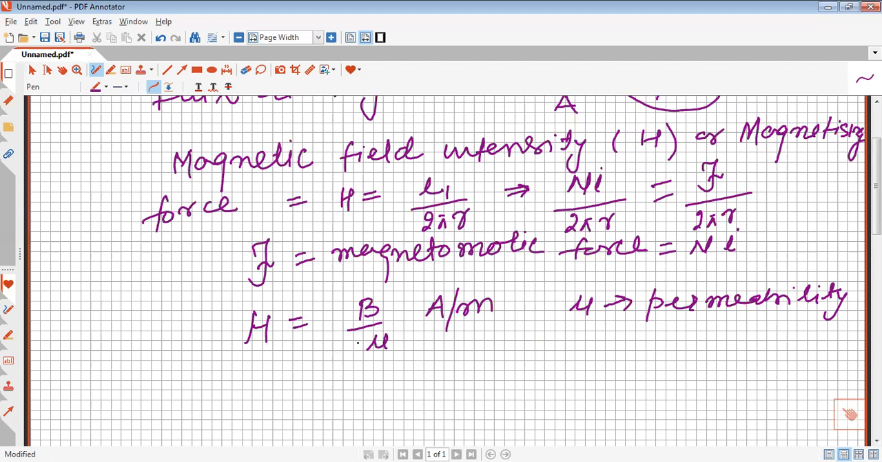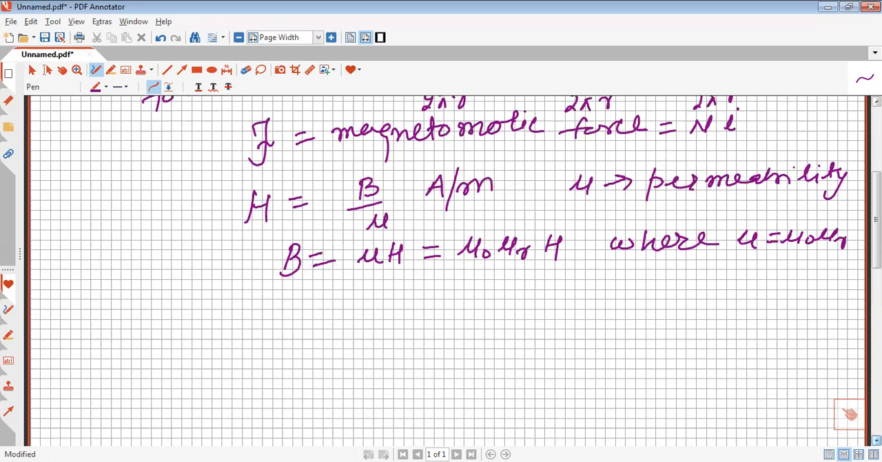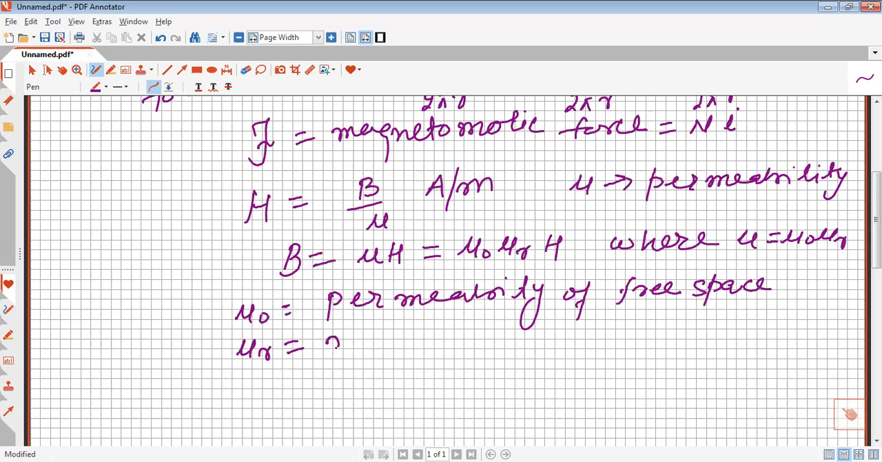It means we can write B equal to mu into H, and this is also written as mu naught mu R into H, where mu equals mu naught into mu R. Here mu naught is called the permeability of air or free space, and mu r is called relative permeability.